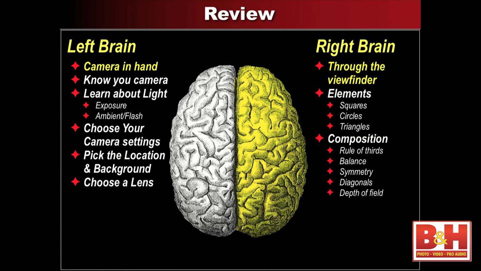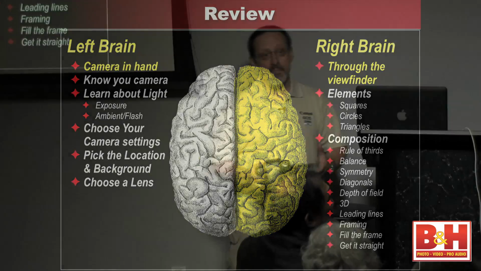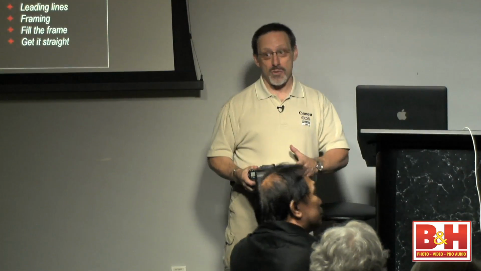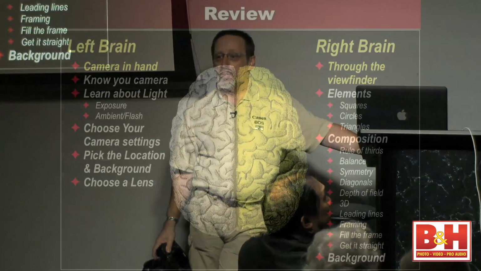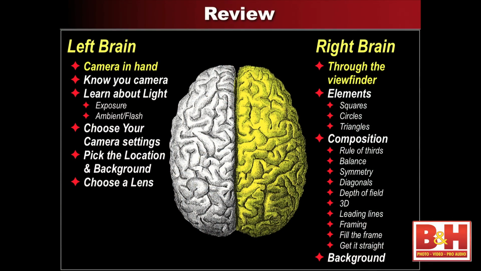Rule of thirds, balance, symmetry, diagonals, depth of field, 3D, leading lines, framing, and then filling the frame. So lots of rules we've learned today that you can use, and combine those rules together. The more you combine the rules, the more powerful it becomes. And of course, don't forget to check your background. And so those are all the rules that you can use with your right brain. Hopefully you wrote down all those different rules, and go and try those things out.